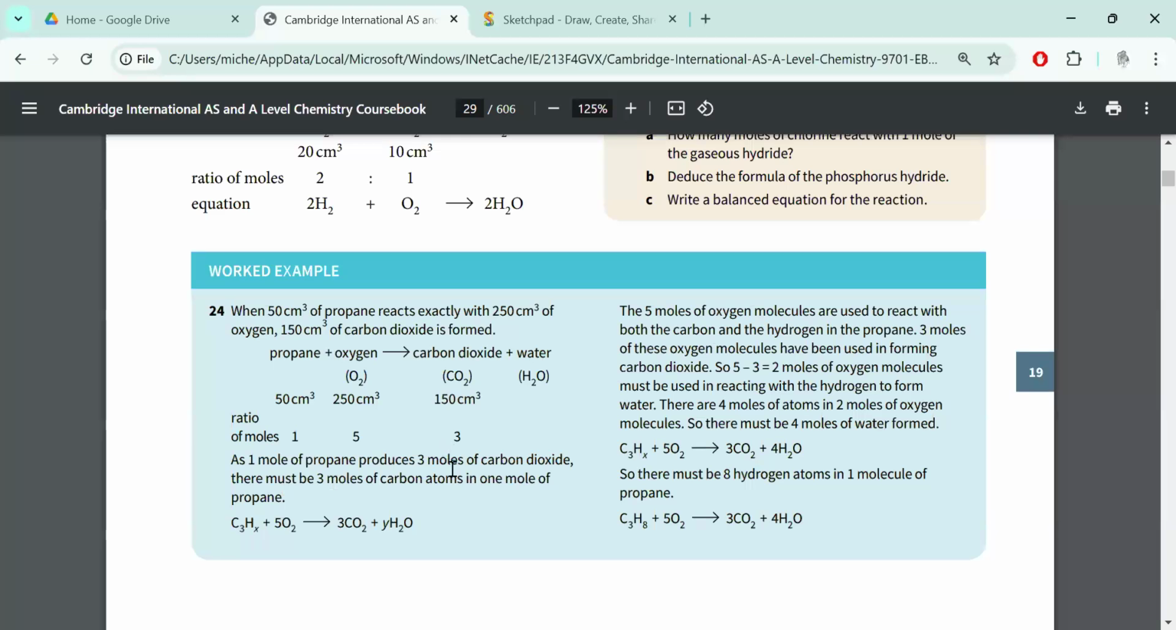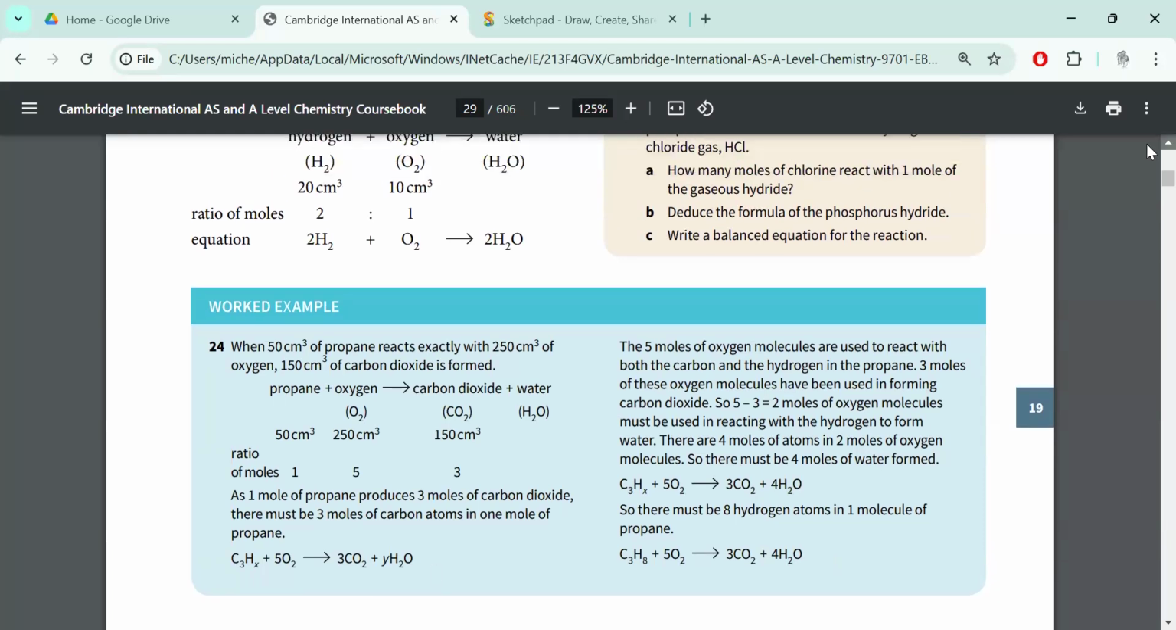As 1 mole of propane produces 3 moles of carbon dioxide, there must be 3 moles of carbon atoms in 1 mole of propane. The 5 moles of oxygen molecules are used to react with both the carbon and the hydrogen in the propane. 3 moles of these oxygen molecules have been used in forming carbon dioxide. So 5 minus 3 equals 2 moles of oxygen molecules that must be used in reacting with the hydrogen to form water. There are 4 moles of atoms in 2 moles of oxygen molecules, so there must be 4 moles of water formed. So it's basically just a ratio of the numbers right here.